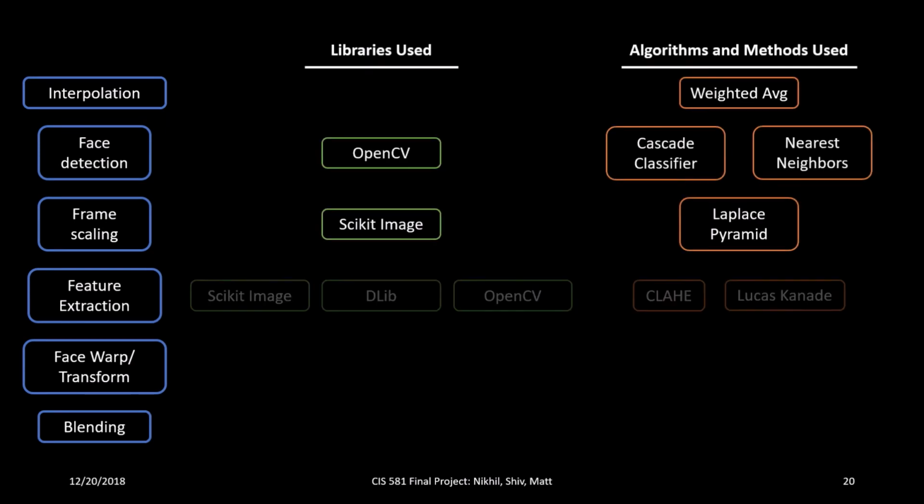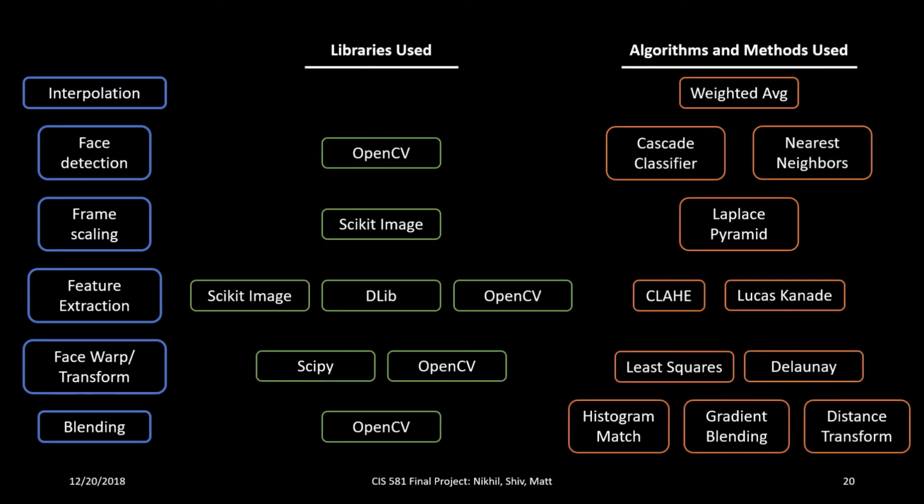In summary, we used several open source libraries to execute these algorithms and methods that we've described, such as OpenCV, scikit-image, dlib, as well as scipy. The algorithms and methods that we used include several that we studied over the course of the semester, like weighted averaging for interpolation, as well as filtering, nearest neighbors, Laplacian pyramids, the optical flow algorithm, as well as least squares, Delaunay triangulation, as well as gradient blending and the distance transform. We also used some new ones, specifically the histogram matching algorithm that we use to adjust for lighting.